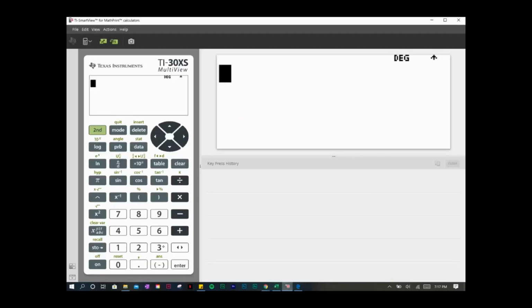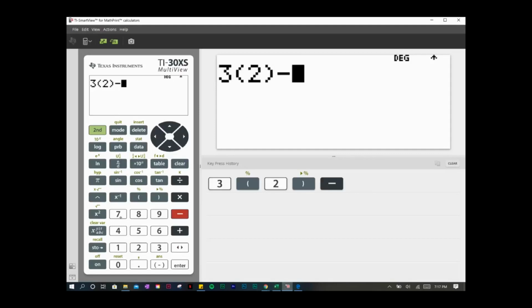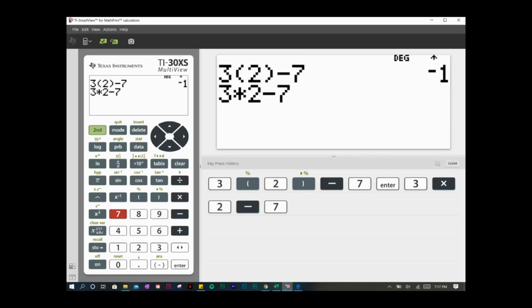So on the calculator, I'm going to type it in exactly like that, 3 parentheses 2 parentheses minus 7. Or instead of parentheses, I could just do 3 times 2 minus 7. Either way, you get the same answer because parentheses and multiplication are the same thing. So I get negative 1.